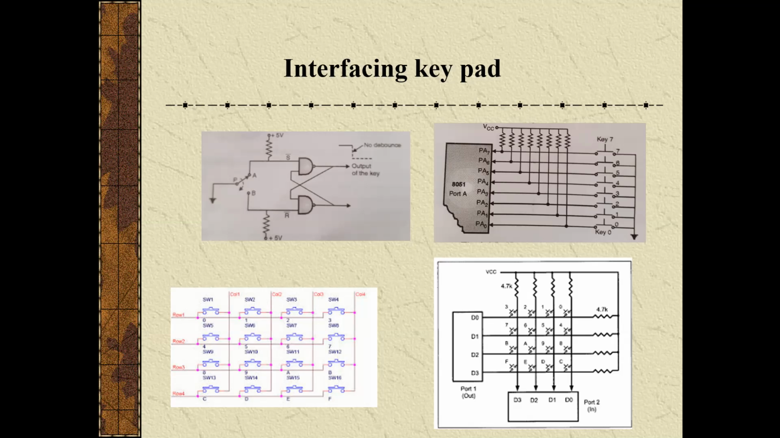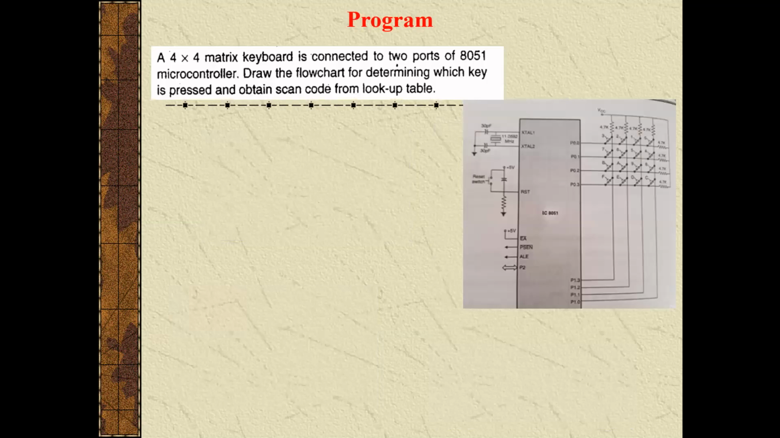So let's see how to write an assembly language program for this 4x4 matrix keyboard, which is connected to the ports of the 8051 microcontroller. Here, two ports are connected. All the columns are connected to port 1 and all the rows are connected to port 0.